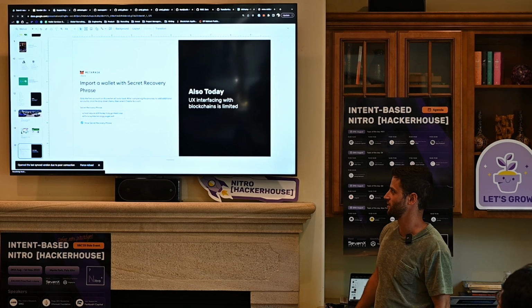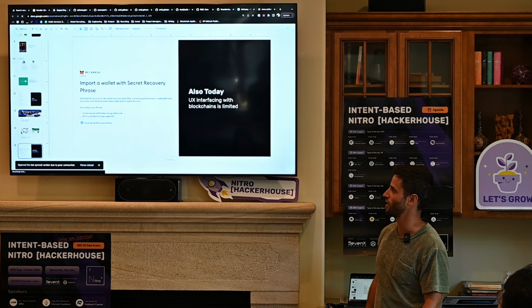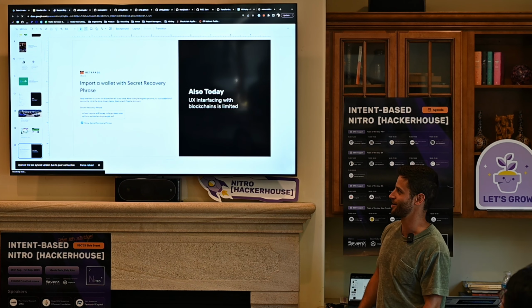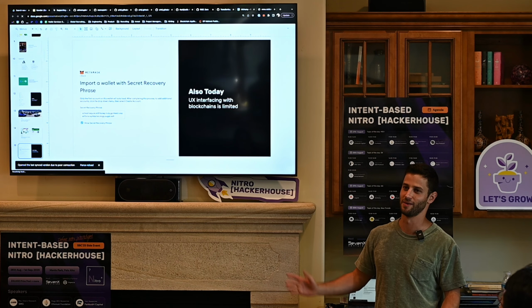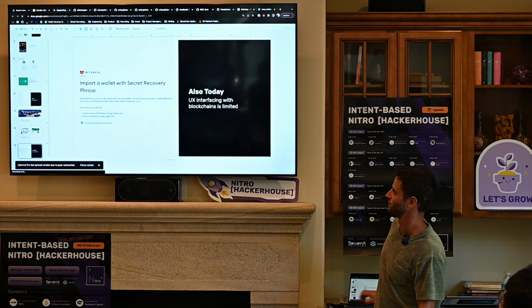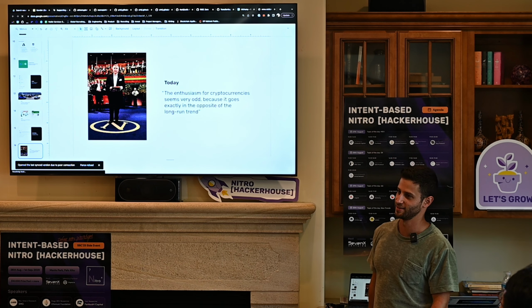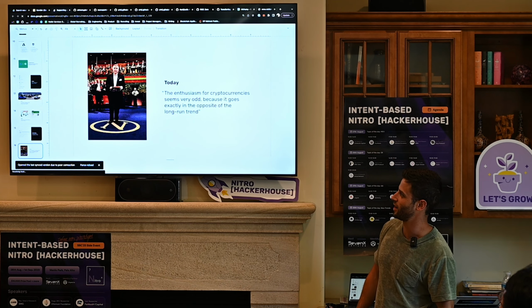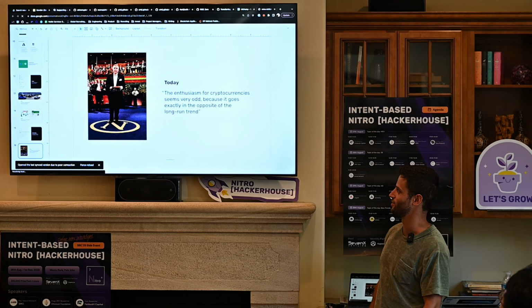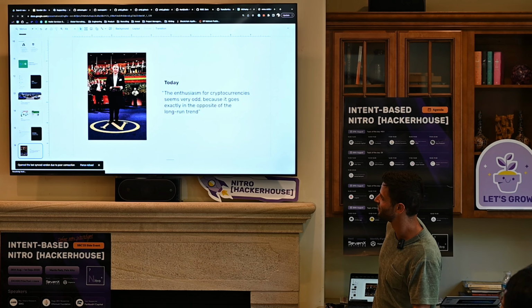Also today, UX interfacing with blockchains is very limited, so I think all of you guys are probably familiar with this page. It's the problem that we're all kind of trying to solve: there's no way my mom is ever getting on crypto if she has to do this when she gets set up. So how do we improve this UX? Also today, the same Nobel laureate, Paul Krugman, called the top on cryptocurrencies because it goes exactly in the opposite of long-term trends. 0 for 2, Paul.